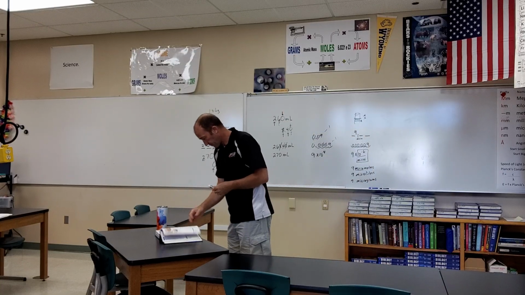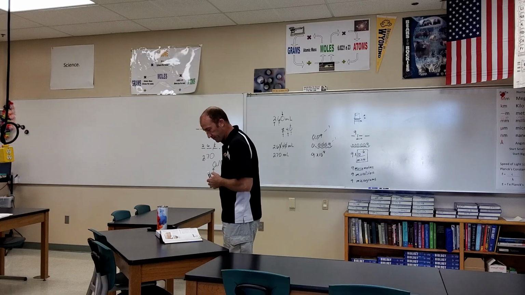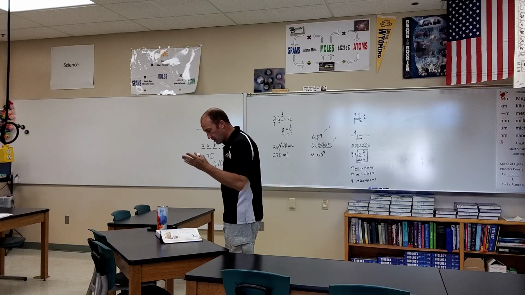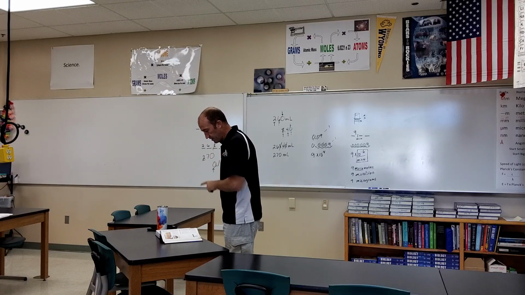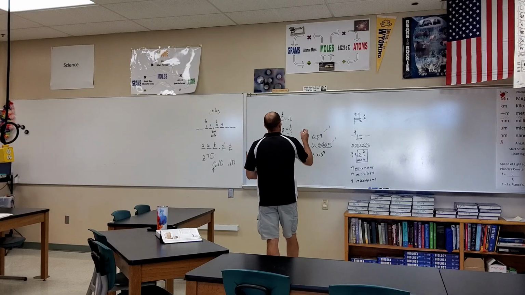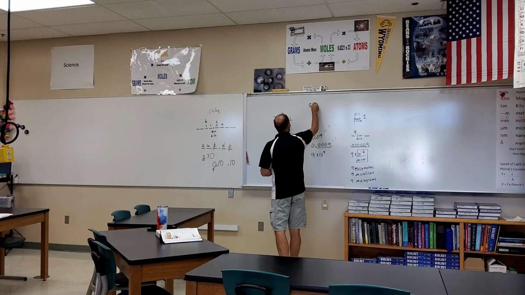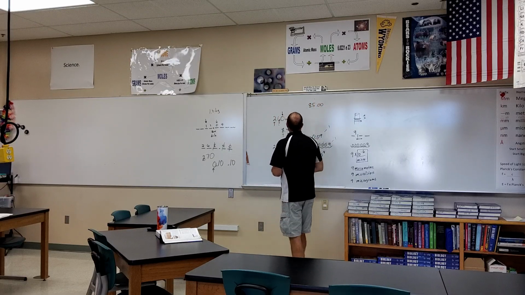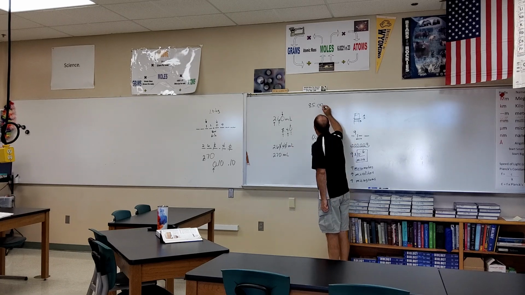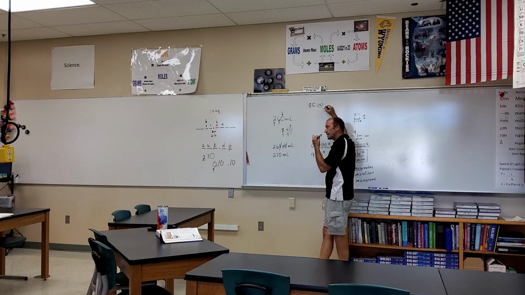Alright, rule number 3. Zeros at the end of a number and to the right are significant. So if we do something like this, 85.00, these are at the end, to the right of the decimal, so they're important. Think about it: why would we have written them? To show that we actually measured them and there were none of them.